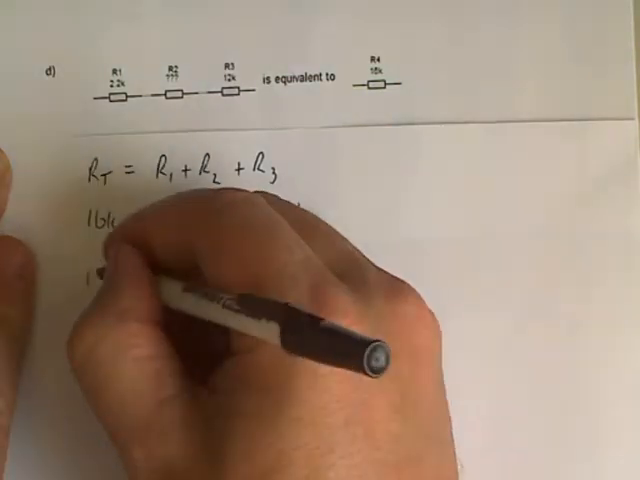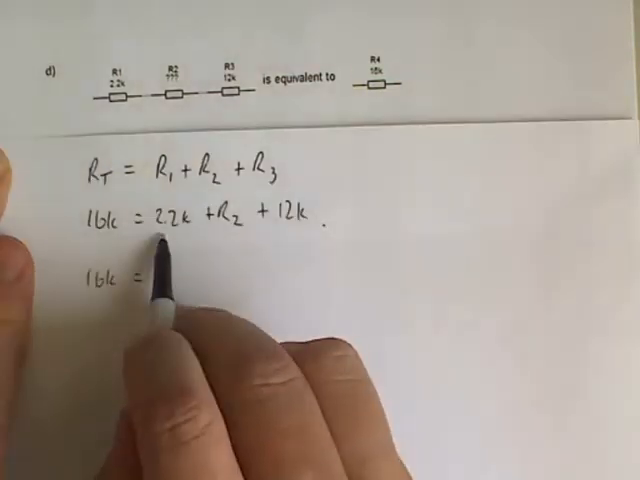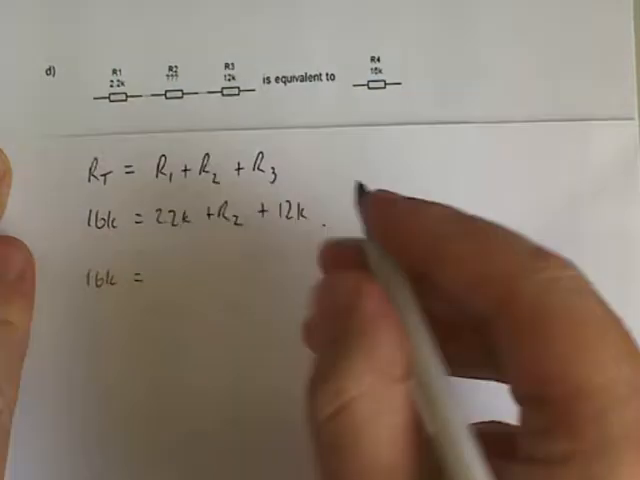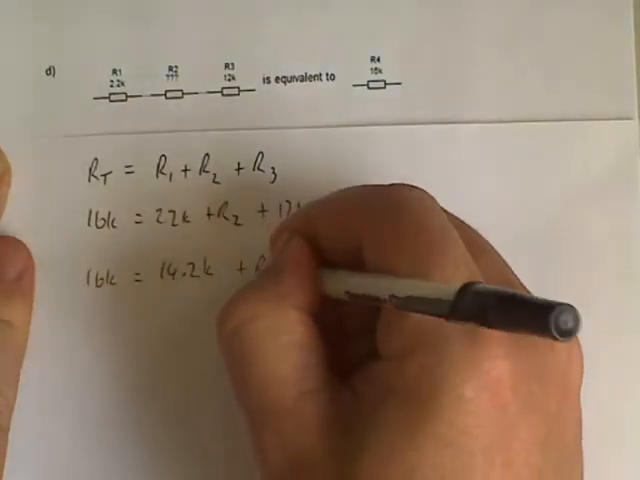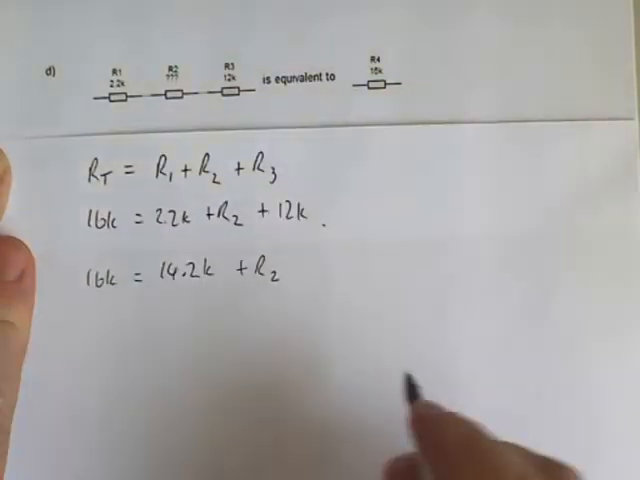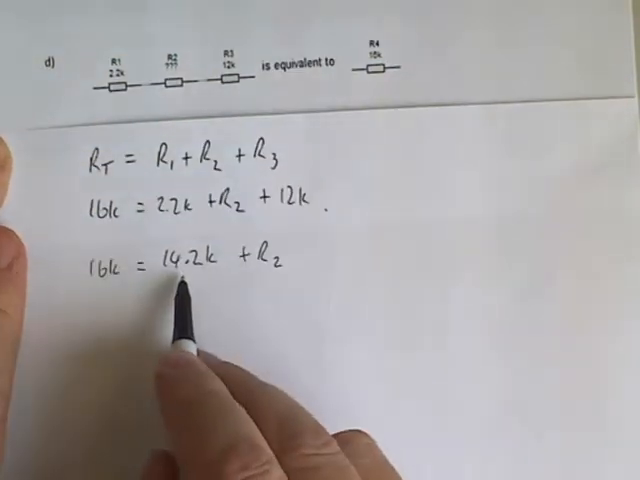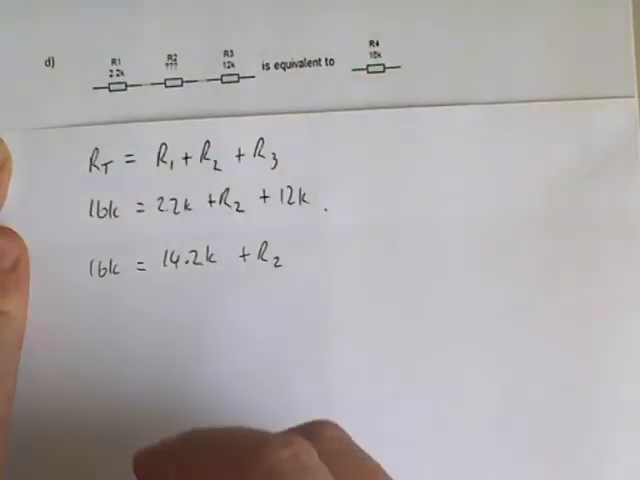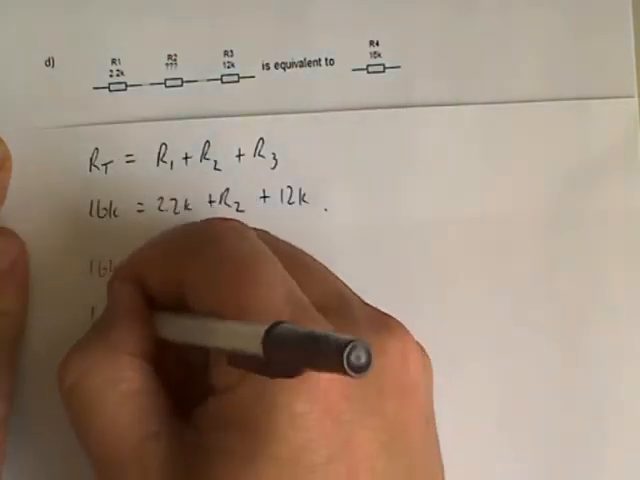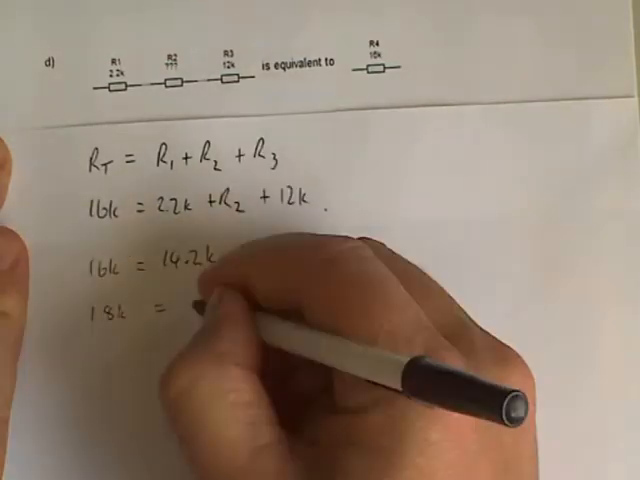So 16k is equal to, and I'm going to add the numbers I know, so 12 plus 2.2 is 14.2k plus some unknown resistance. I'm going to subtract 14.2 from both sides. 16 minus 14.2 is 1.8, equals R2.